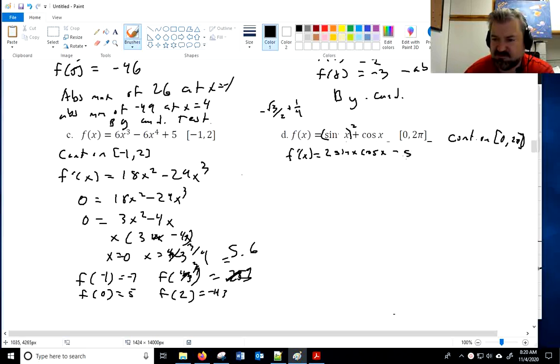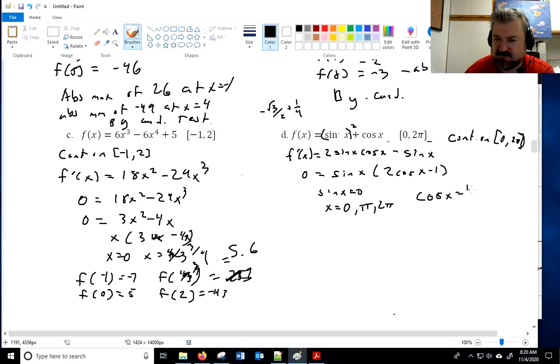Then the derivative of cosine of x is a negative sine x. We'll set that equal to 0, and I'll factor out a sine x. And then I have 2 cosine of x minus 1. So when does sine of x equal 0? That's going to happen at x equals 0, at x equals pi, and x equals 2 pi. But we already have those for our endpoints, right? And when does cosine of x equal 1/2? Well, that's going to happen at pi over 3, and 5 pi over 3.